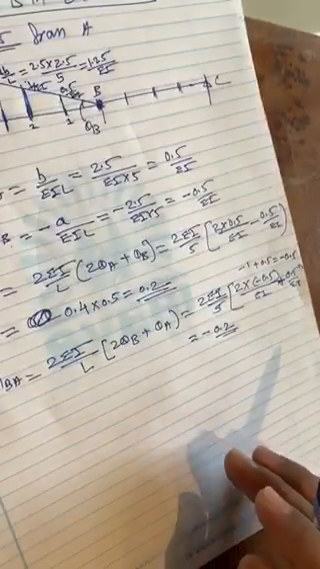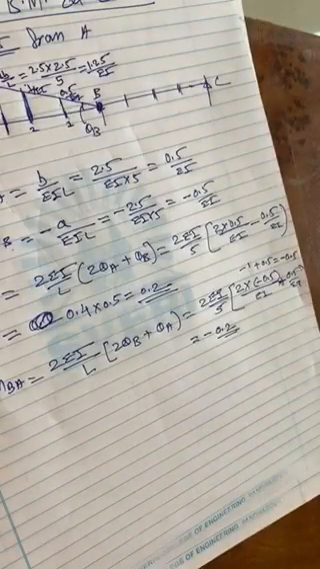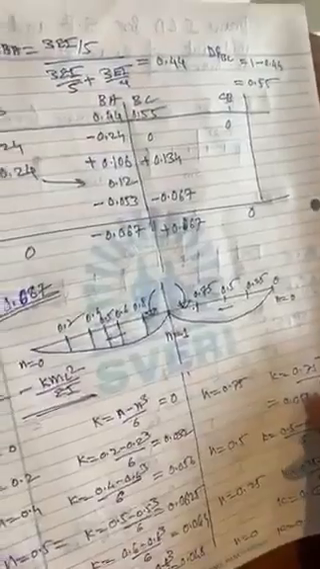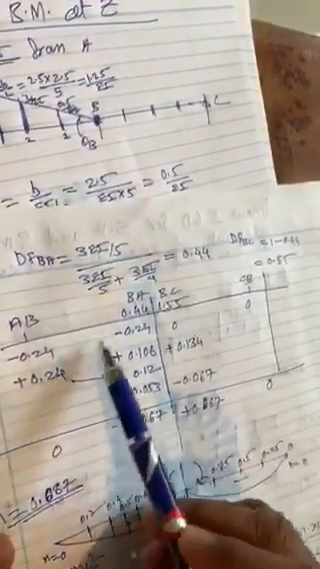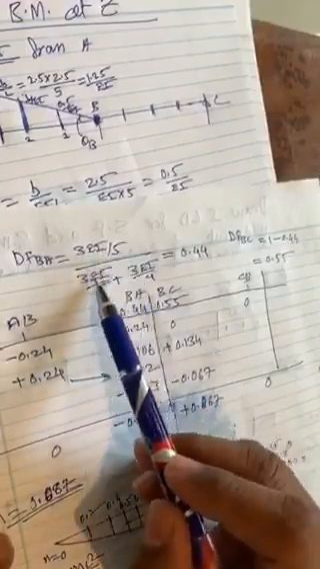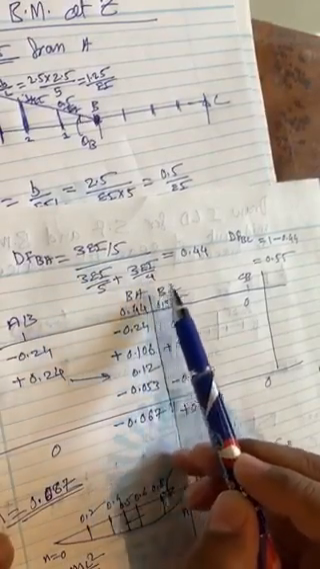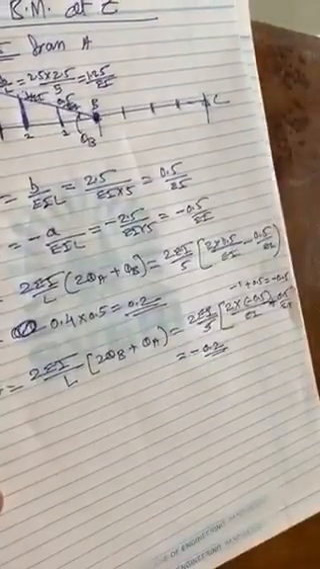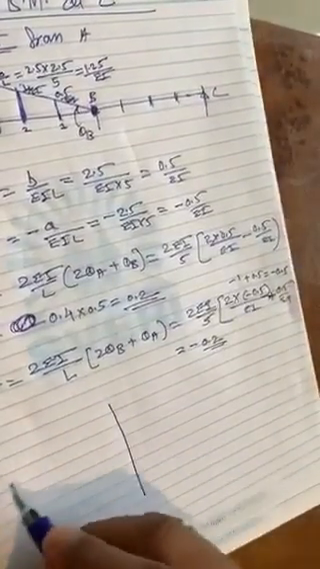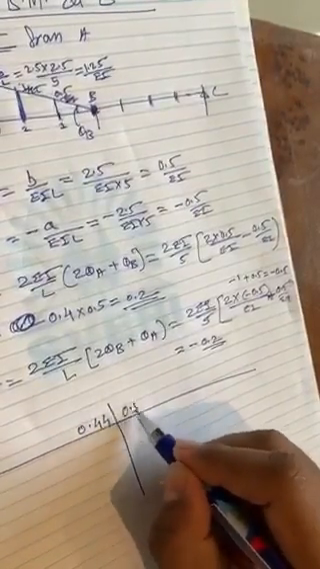Okay, so these are FEMAB and FEMBA, and as you know the span is the same. We have already calculated distribution factors. Let me show you and continue to save time. So distribution factors for span 5 meter and 4 meter, 3EI by 5 divided by 3EI by 5 plus 3EI by 5, that will be 0.4, and 1 minus 0.4 is 0.55.